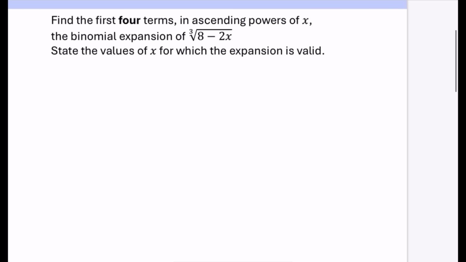So my second one is going to be with a fractional power. The first one was with a negative. This one is going to be with a fractional power. And we're also going to be finding the first 4 terms in ascending powers of x for this binomial expansion. And again, we're going to be doing a validity expression.